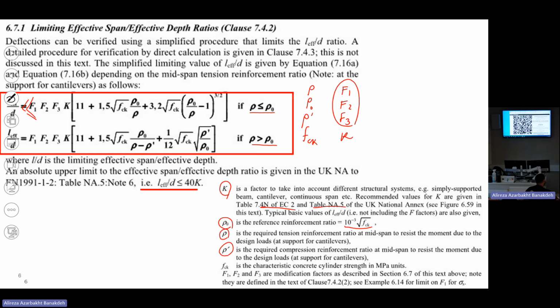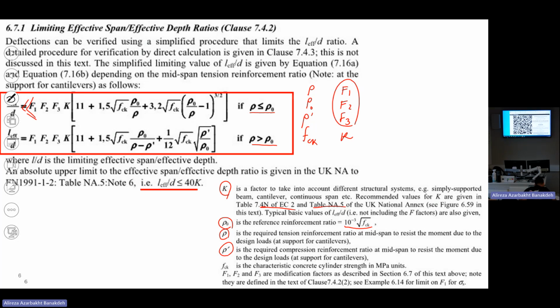We calculated rho and rho 0. Now we know that the second formula is the case we need to go for. So we have rho and rho 0. We need rho prime, which is 0. We are singly reinforced. We don't have any compression reinforcement. Rho prime is always for compression reinforcement. Rho prime is the required compression reinforcement. It's 0.